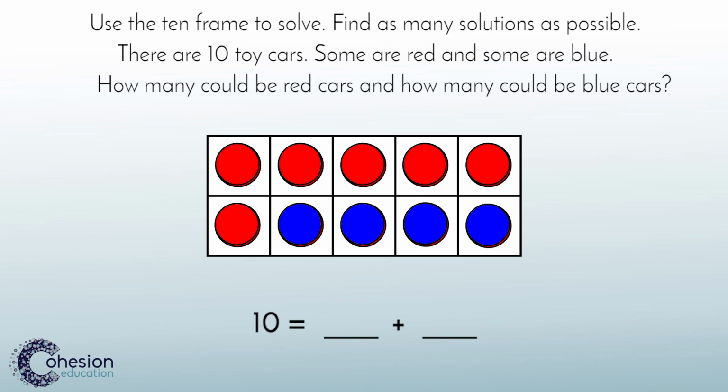Students will begin by filling the 10 frame with counters of two different colors, or any small objects that are available. Here we are showing 6 and 4, but any combination of numbers that add up to 10 would be correct. Ask students questions about what each colored counter represents from the problem. Also, ask them how they know they have 10.